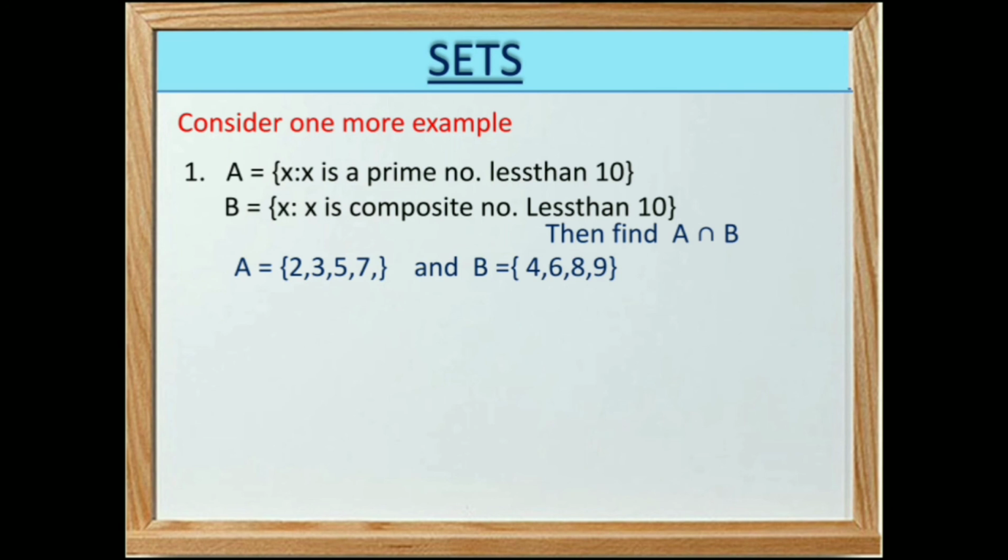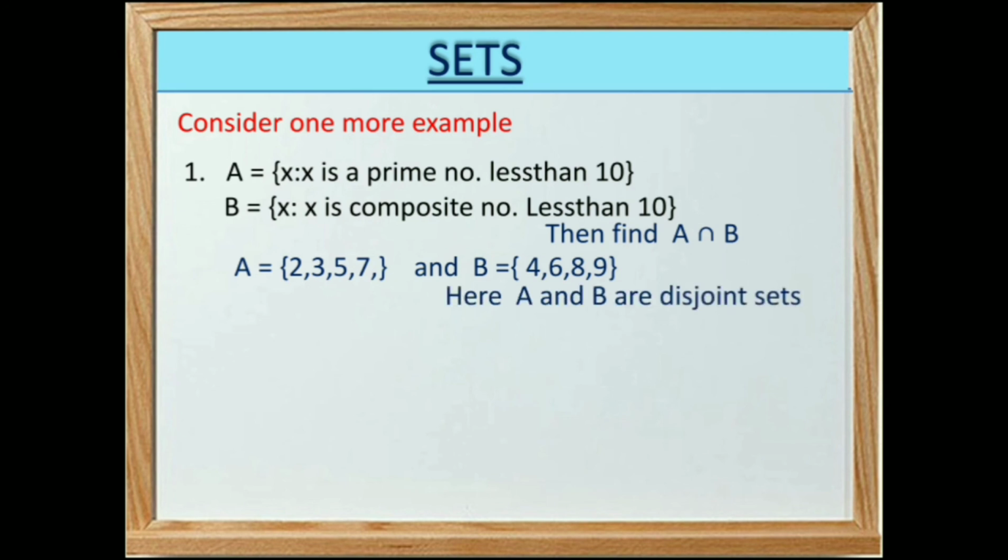In the same way, set B is composite numbers less than 10. So what are the composite numbers? 4, 6, 8, 9 are the composite numbers less than 10. That's why we can write B is equal to {4, 6, 8, 9}. Children, observe here. To find A intersection B, we have to list out the common elements in set A and set B. Is there any common element in A and B? No. Here we have no common elements. So these two sets are also called disjoint sets.